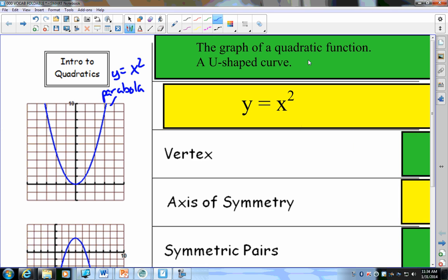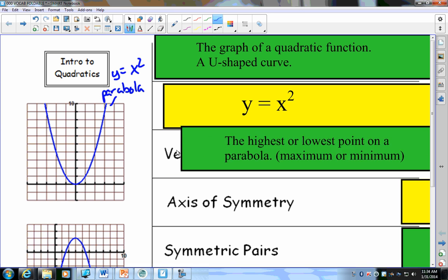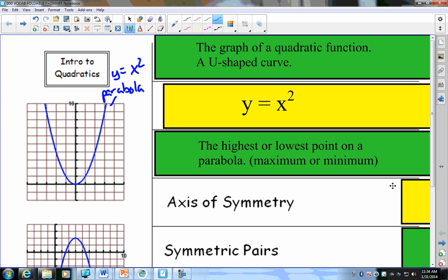When it says the graph of a quadratic function, this function, the parabola, is always going to make a U-shaped curve because of the squared, and we're going to work on that a little bit later. Now, you have some other attributes about quadratics that you're going to need to know the definition of. One of the most important things is called the vertex. Flip open the flap that says vertex. The vertex is the highest or lowest point on a parabola. It's the maximum or the minimum.